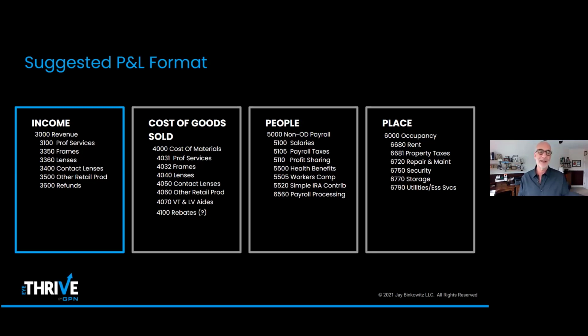I also think that you have a category here, 4,100 under rebates. If you could talk to that a little bit, because I know we see that in two different areas. Sometimes we see it in income, sometimes we see it in cost of goods sold. What are your thoughts on that?